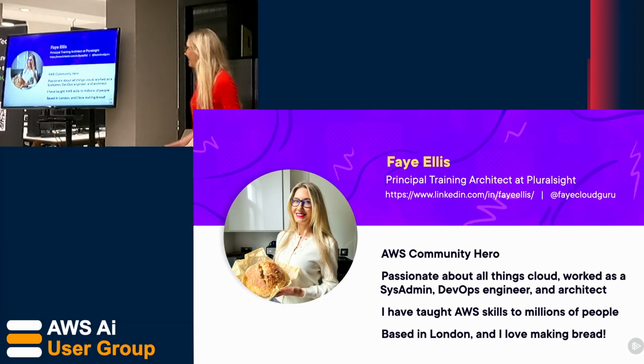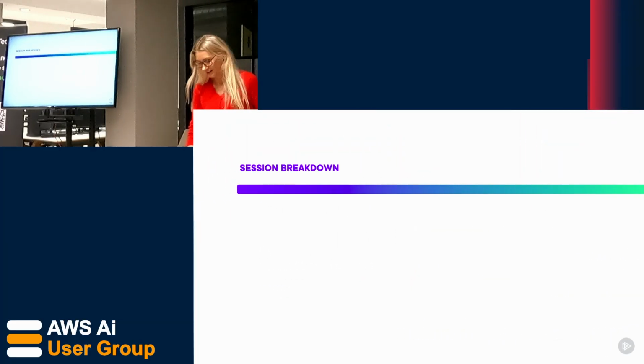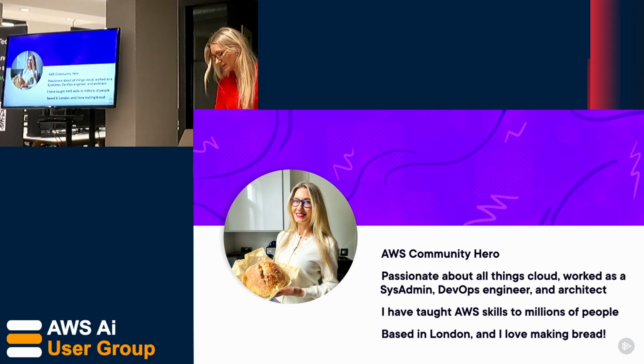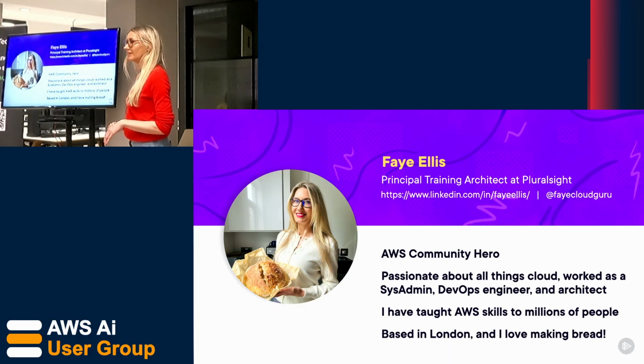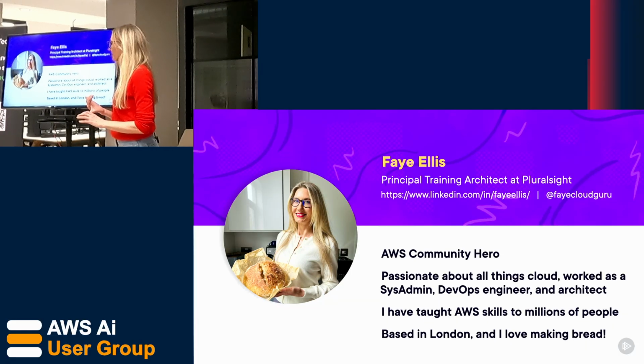So my name is Faye Ellis. If you haven't seen me before, I work for Pluralsight, which is a company that helps organizations to upskill, helps engineering teams to learn new skills so they can deliver on transformation projects, be that cloud transformation, AI transformation, etc.